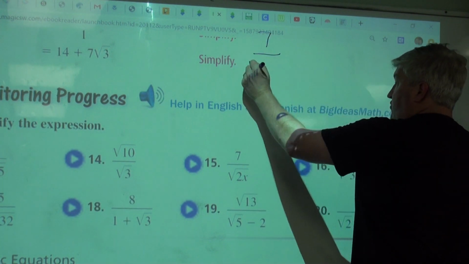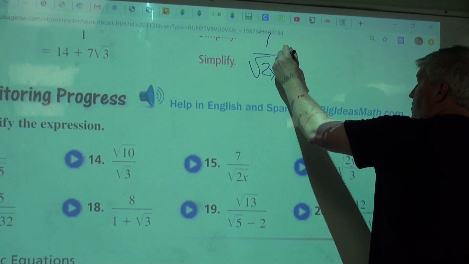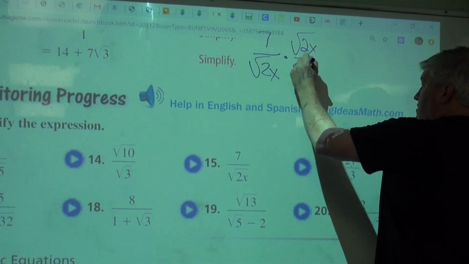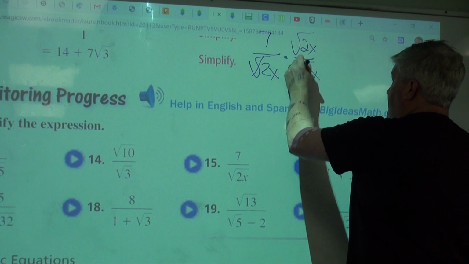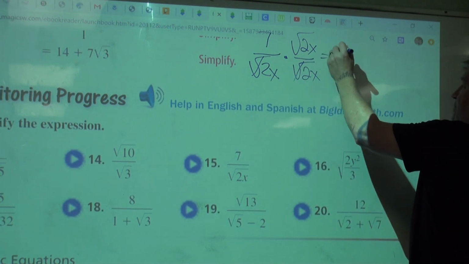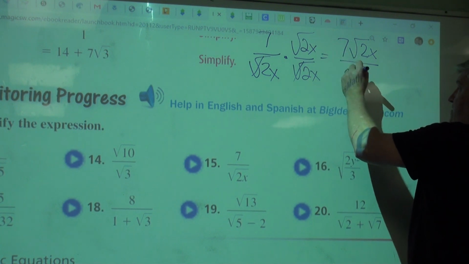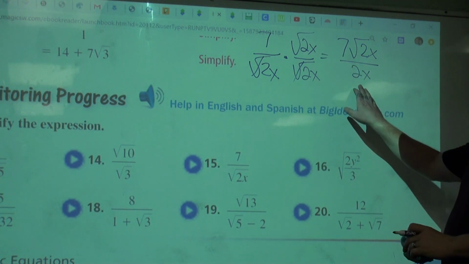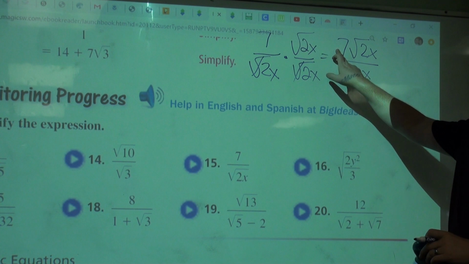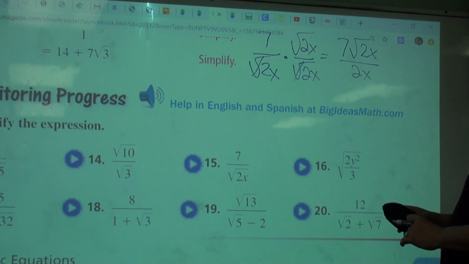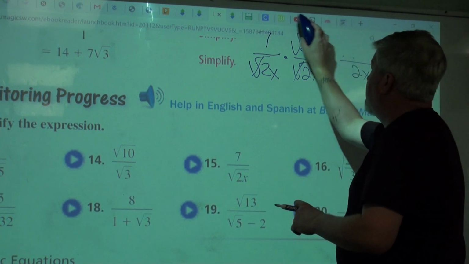15, 7 over the square root of 2x. I'm going to multiply top and bottom by the square root of 2x. Again, that crosses out the square root signs. On the top, you have 7 square root of 2x. On the bottom, you have 2x. Double check to make sure you can't reduce. 7 is a prime number. It's not divisible by 2, so you're done. 7 square root of 2x over 2x.